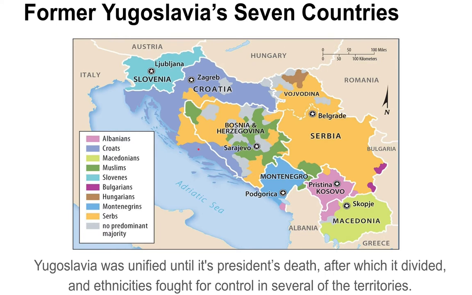Those are the countries. So these are states, but the states are made up of nationalities. So in Slovenia, they're mainly Slovenian. In Croatia, they're Serbian and Croatian. In Bosnia, they're Serbian and Muslim and Croatian. So Bosnia-Herzegovina is a combination of many different ethnicities. Serbia, predominantly Serbian, with some Bulgarians, with some Hungarians, but predominantly Serbian.